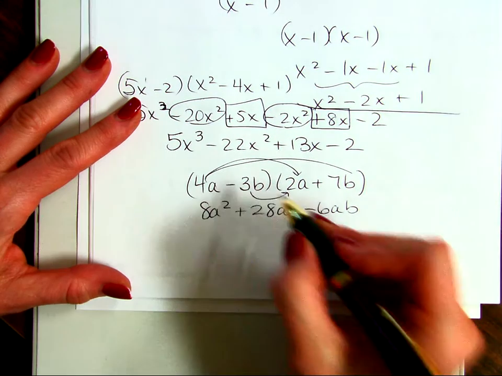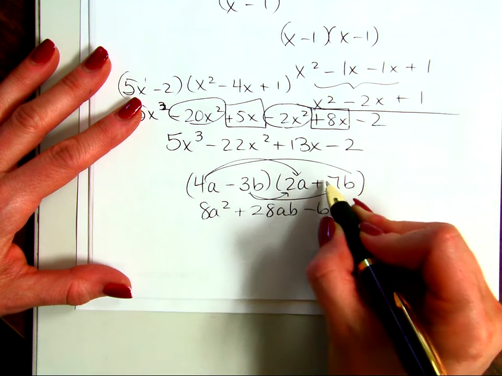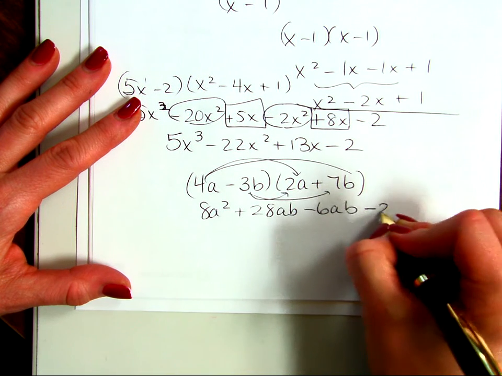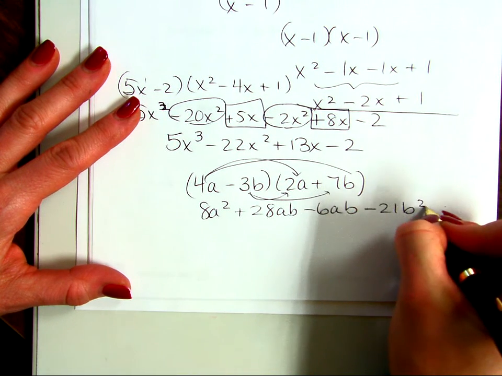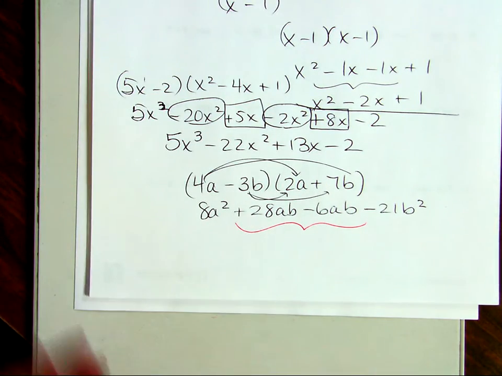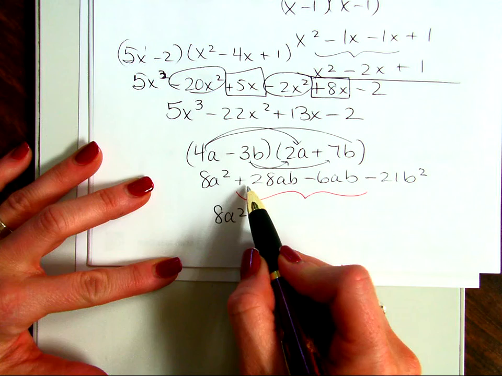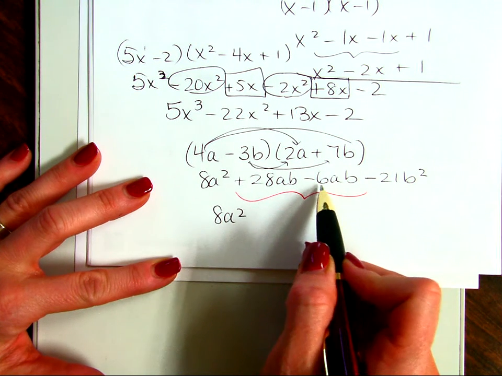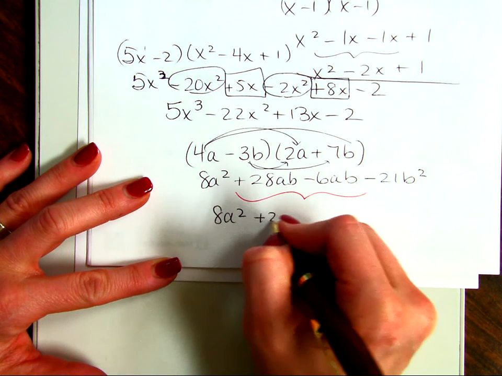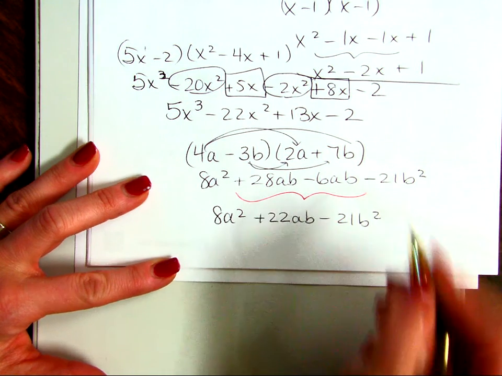And then look what happens on the end, though. I have a negative 3b times a positive 7b, which is a negative 21b squared. And then when I go to combine my like terms, which are normally your two middle terms, you have your 8a squared, a positive 28ab, take 6 ab's away, and you still have 22 positive ab's. That's it. That's all that does, and that changes, okay?